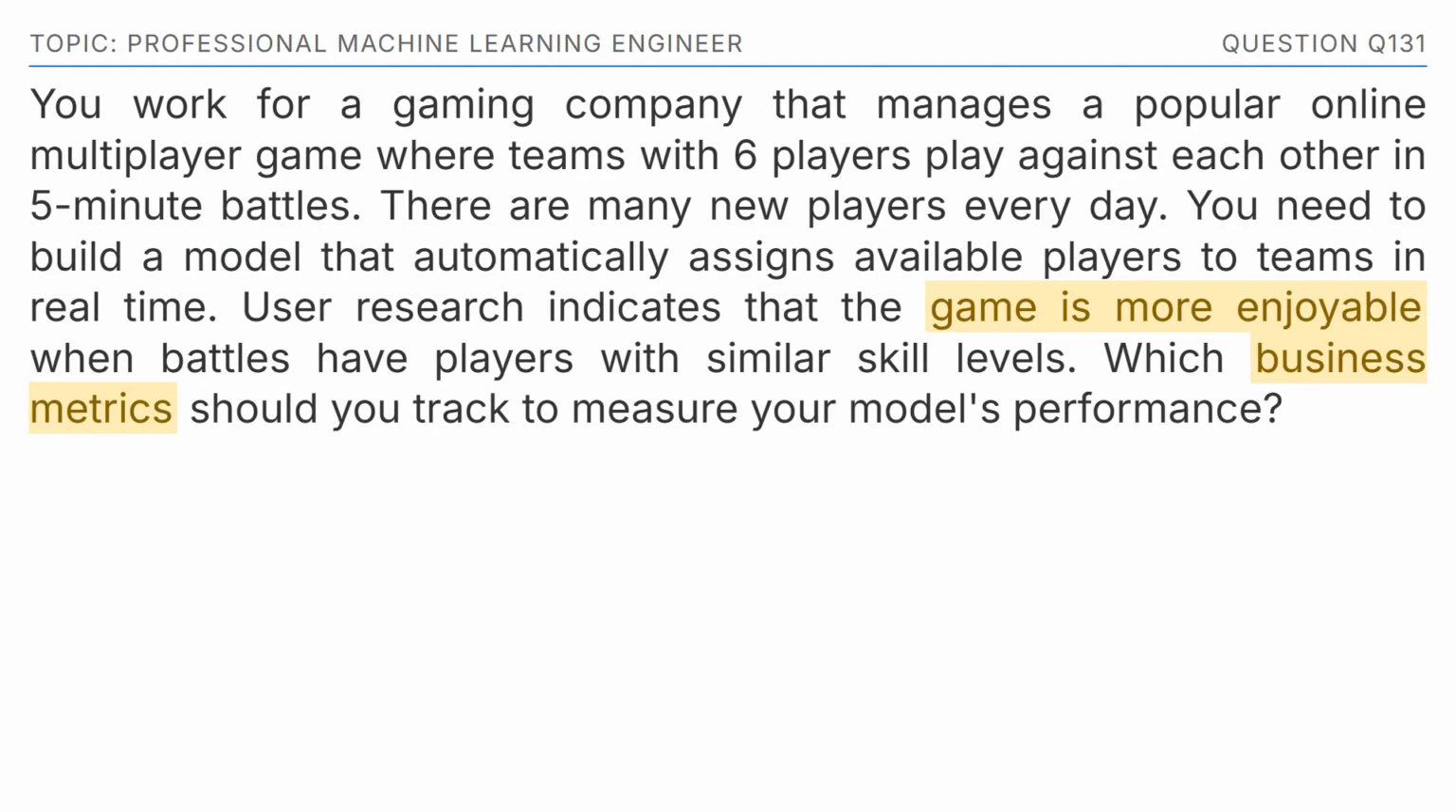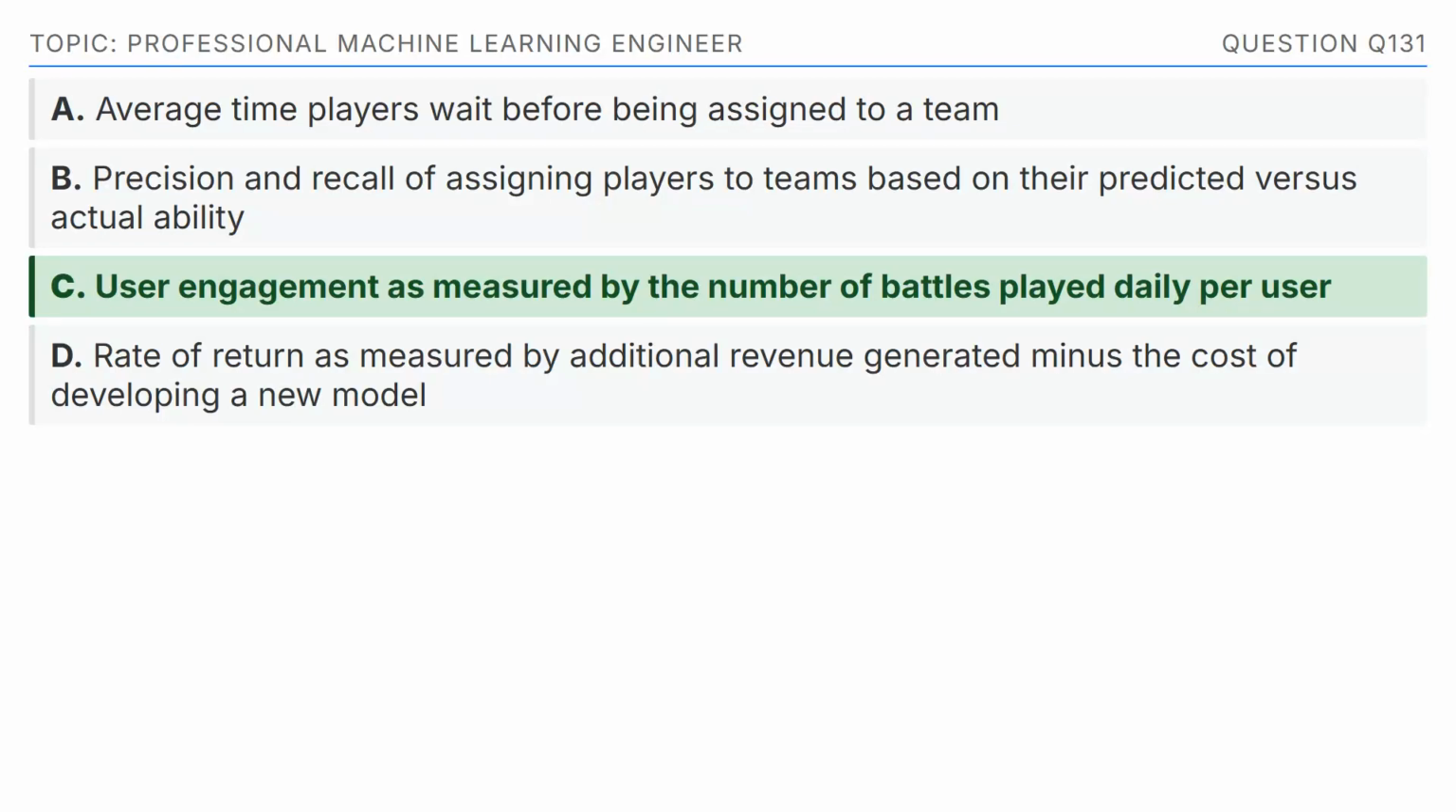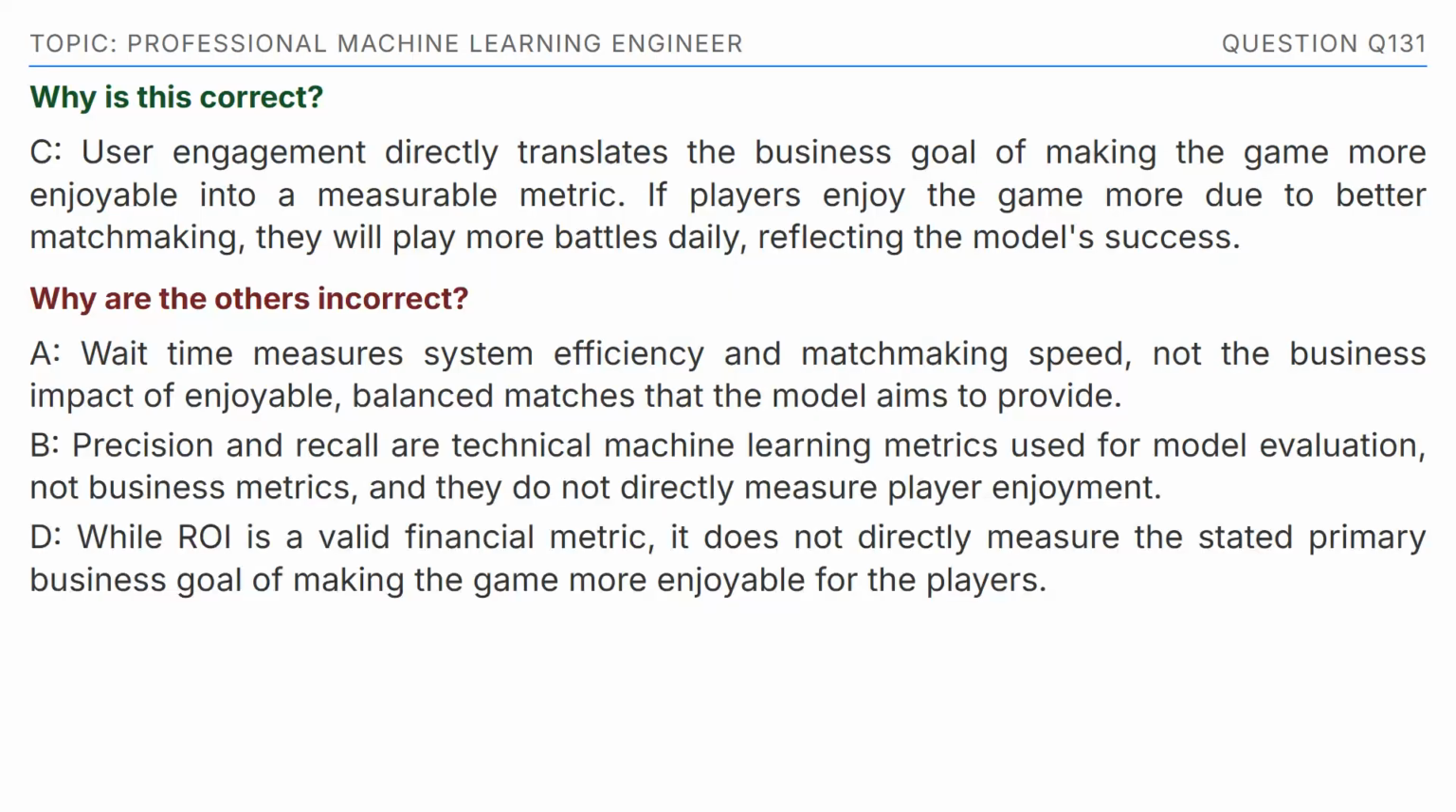To arrive at the correct answer, we focus on the keywords, game is more enjoyable, business metrics. The correct answer is option C, user engagement is measured by the number of battles played daily per user. Why is this correct? C. User engagement directly translates the business goal of making the game more enjoyable into a measurable metric. If players enjoy the game more due to better matchmaking, they will play more battles daily, reflecting the model's success.